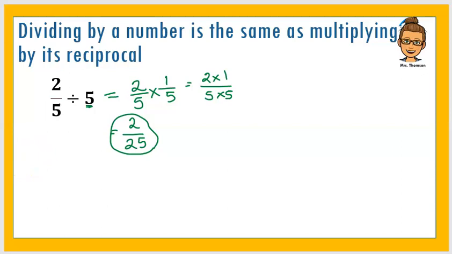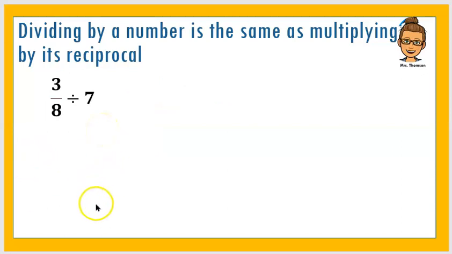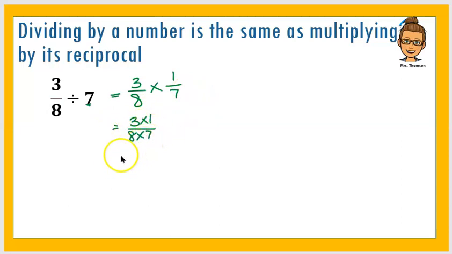All right, let us look at another one. Let us try 3/8 divided by 7. All you have to remember is that when we're dividing by a number, it is the same as multiplying by its reciprocal. So we're dividing by 7. So 3/8 divided by 7 will give the same answer as 3/8 multiplied by the reciprocal of 7, and the reciprocal of 7 is 1/7, right? That is going to be equal to 3 times 1 over 8 times 7. 3 times 1 is 3, correct? And 8 times 7 is 56. So the answer of 3/8 divided by 7 is 3 over 56.